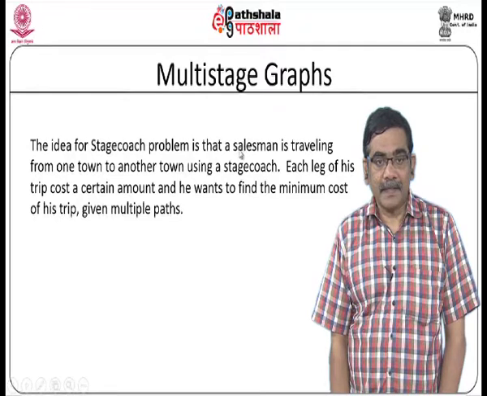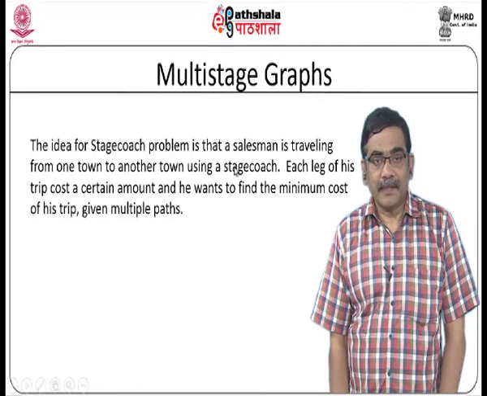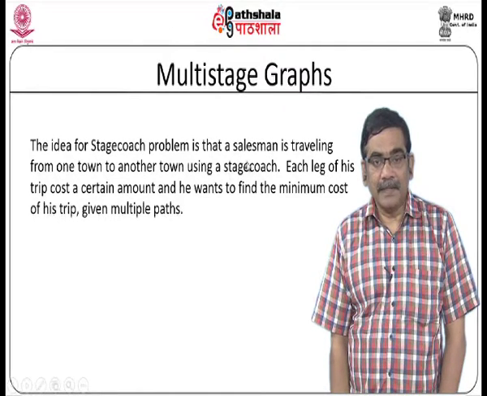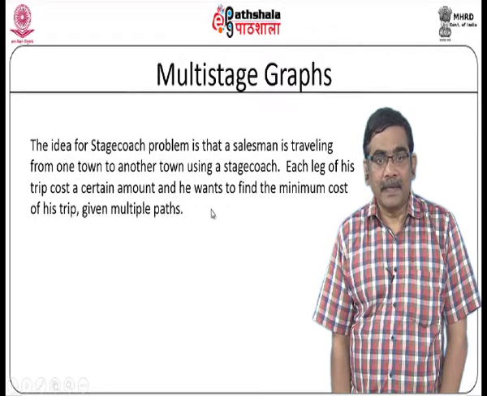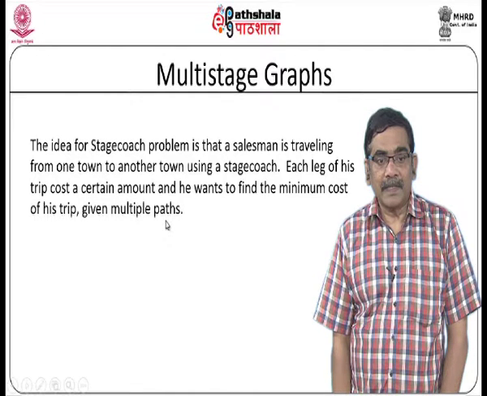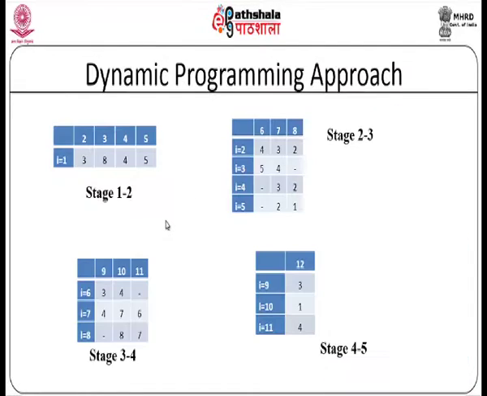So, that means the logic is we have to take multiple decisions at various stages, and ultimately we want to find the minimum cost of the trip, especially in the case of multiple paths. First, we will discuss a problem. From that we can come to a conclusion how it really works.